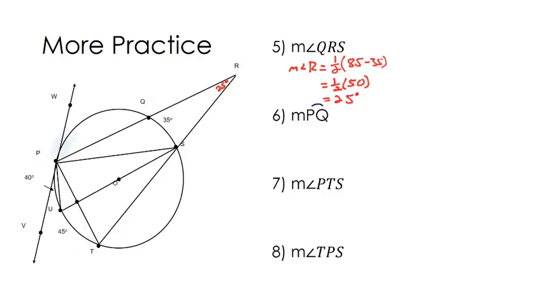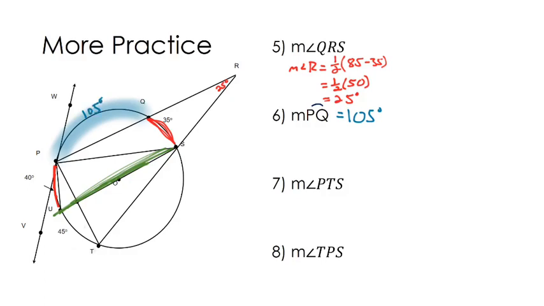As I look at PQ, I see that we don't know PQ, but we know this arc, and we know this arc. And if I recognize that this segment right here is a diameter, we know that the three arcs together would add up to 180, because this is a semicircle. The diameter is going to cut it in half, so this is a semicircle. So I do 180 minus 40 minus 35. And that should give us 105 degrees.